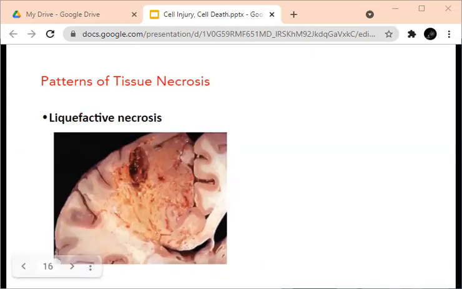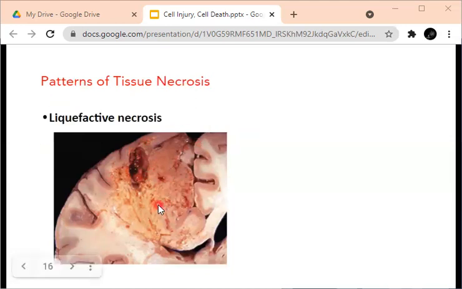So very particular itong liquefactive necrosis. Ano naman to? This is a type or pattern of tissue necrosis in which there is digestion of the dead cells. So in contrast to your coagulative necrosis kanina, na intact yung architecture natin, ito hindi na, kasi it is turned into a tissue with a viscous fluid. Okay, pag collection ng necrotic material is known as your pus, di ba? So hindi na siya preserved yung architecture, hence parang basa na siya, kaya ang liquefactive necrosis.